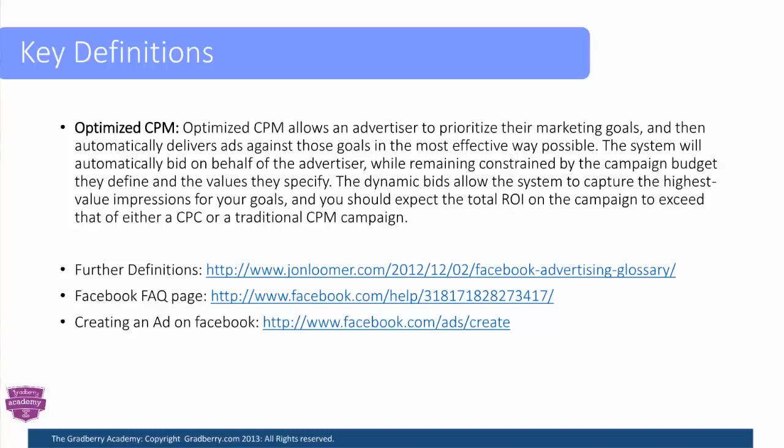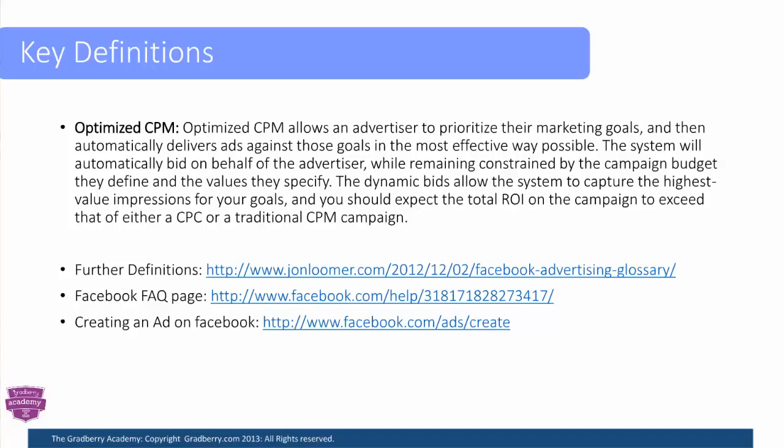Facebook is trying to push advertisers to use optimized CPM, and there's a very simple reason behind it. It's really because they make more money through CPM rather than CPC. They do say that there is higher ROI with optimized CPM rather than CPC. Over time, what we've seen though with several ad campaigns is that CPC is usually the best way to go if you want to optimize in terms of your overall budget.